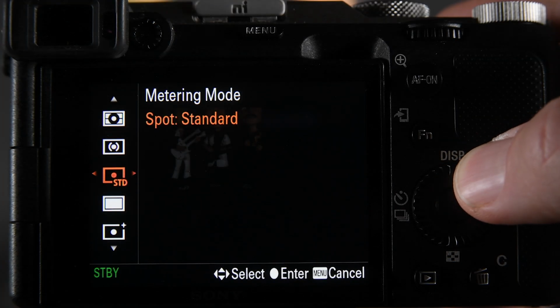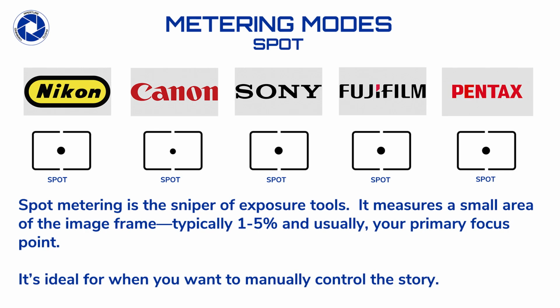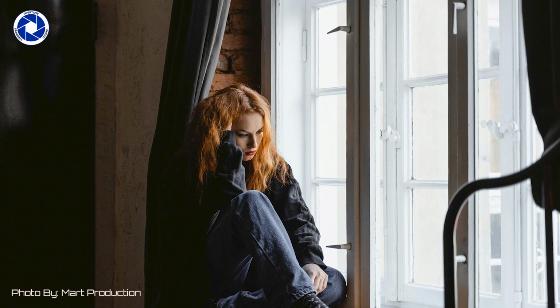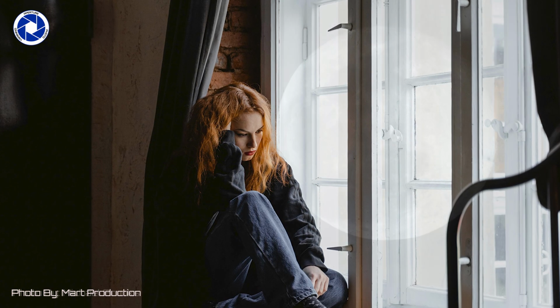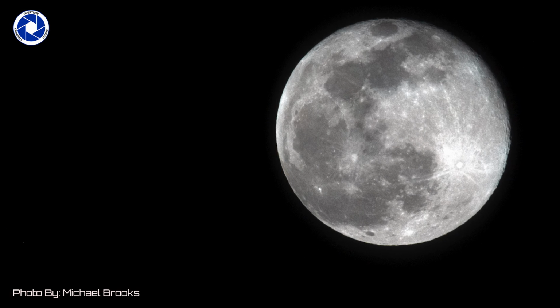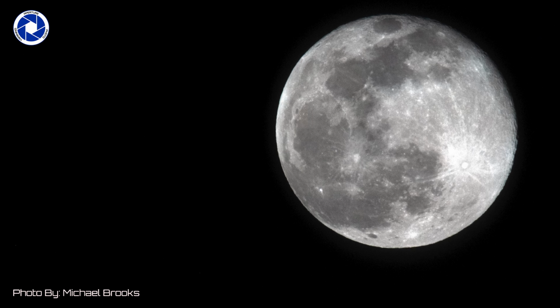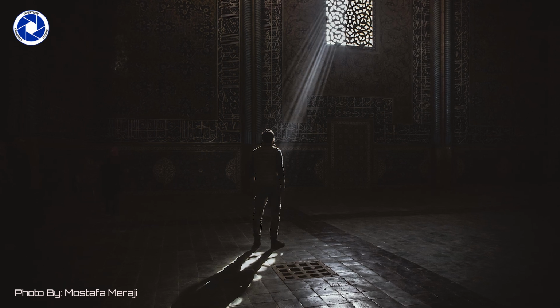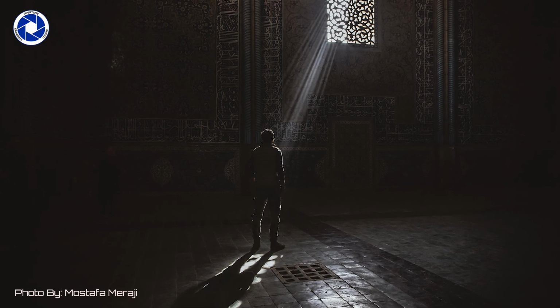Spot metering is the sniper of exposure tools. It measures a small area of the image frame, typically 1 to 5%, and usually your primary focus point. That's it, no averaging, no assumptions. You tell the camera, this exact spot matters. Expose for this. It's perfect for high contrast scenes. A person against a window, the moon at night, or a beam of light cutting across a dark room. It's ideal for when you want to manually control the story. But remember, spot metering demands accuracy. One small misread and the rest of your image can go wild.